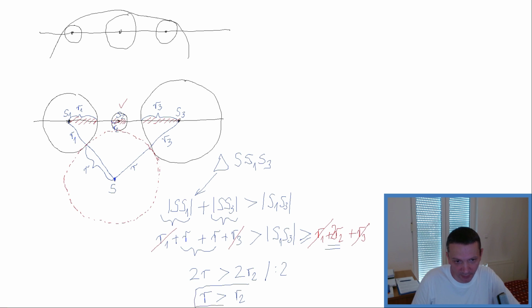So we simply concluded what we stated from the picture, that this red circle has a radius R which is greater than R2, the radius of this smallest circle which is in the middle between those three whose centers are on the same line.